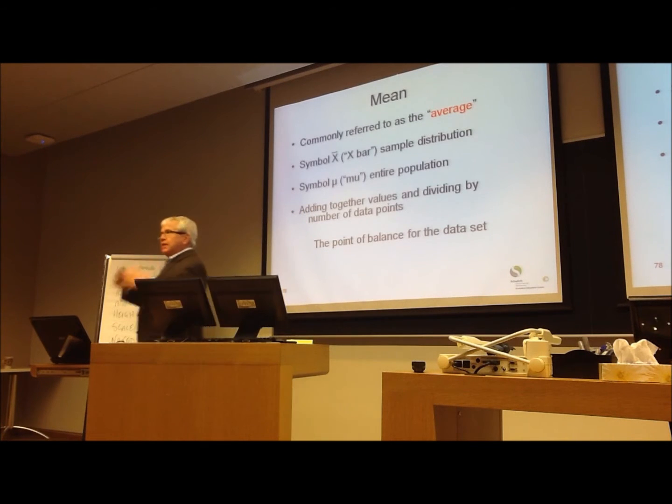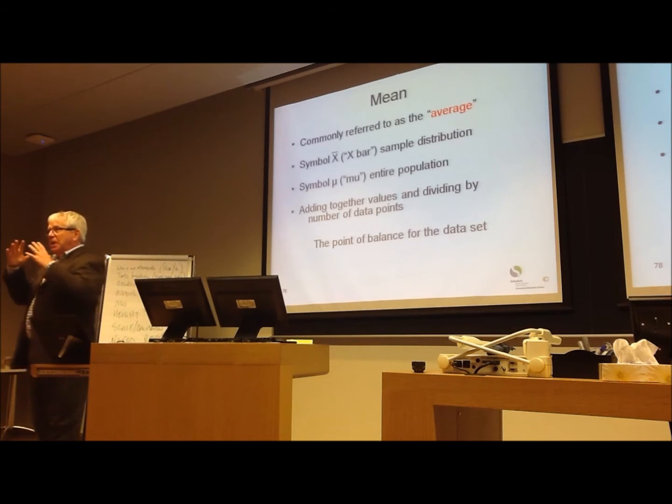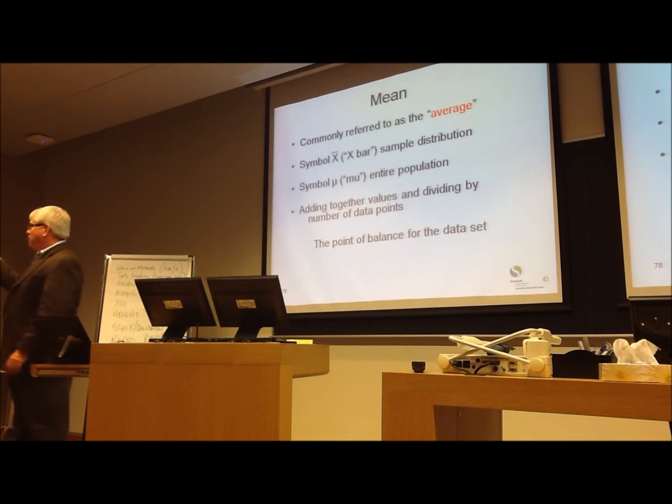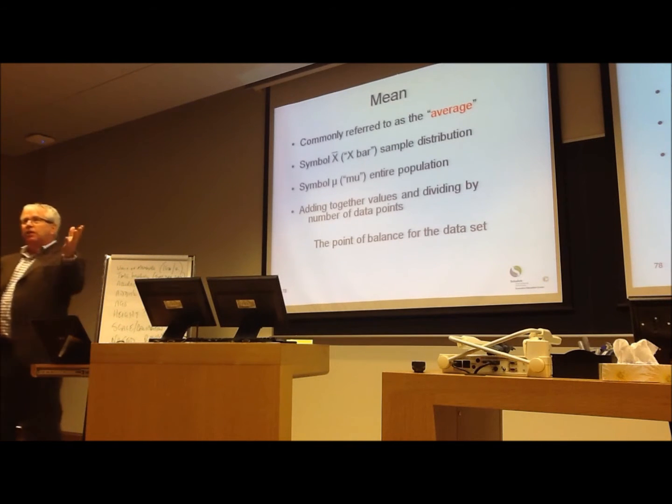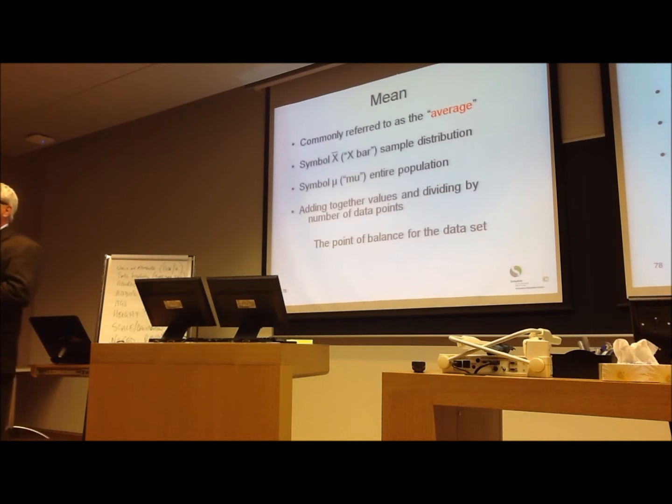So if I was in the center of a population and I was in the mean, and I looked that way, how much of the population would I see? 50%. So it's the tipping point. It's where the center of the population is. That's the only reason we calculate the mean.